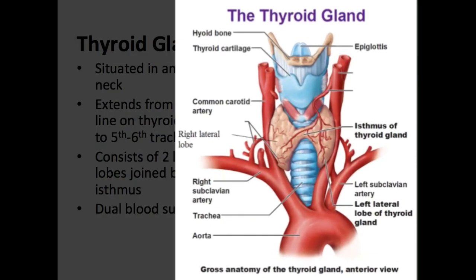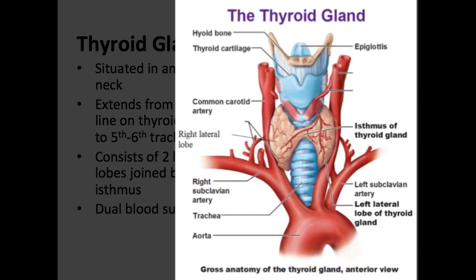The thyroid gland has a dual blood supply, with the superior aspect of the gland being supplied by the superior thyroid branch of the external carotid artery, whilst the inferior aspect of the gland is supplied by the inferior thyroid branch of the thyrocervical trunk, which itself is one of the main branches of the subclavian artery.